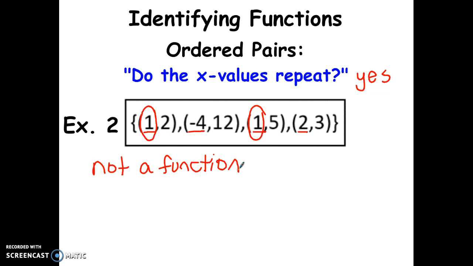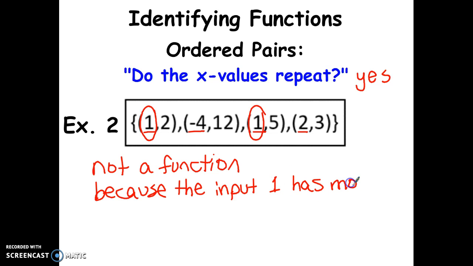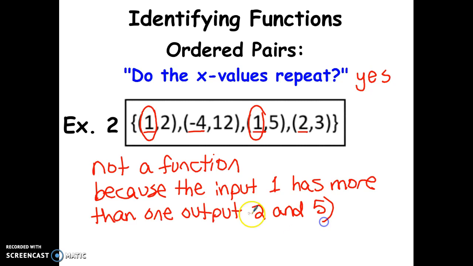And the reason this is not a function is because the input 1 has more than one output. So what are the outputs that the number 1 has? Well, the number 1 has the output 2, and it also has the output 5. It does not have just one output, it has 2.